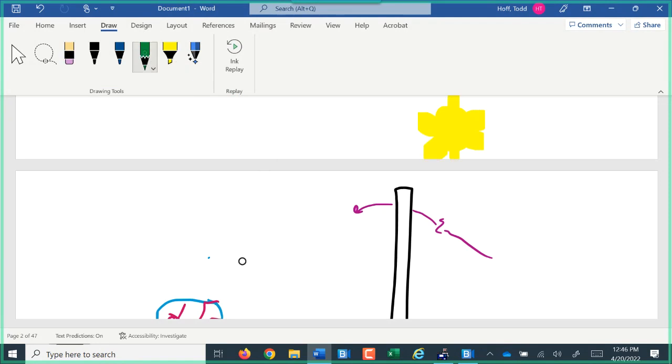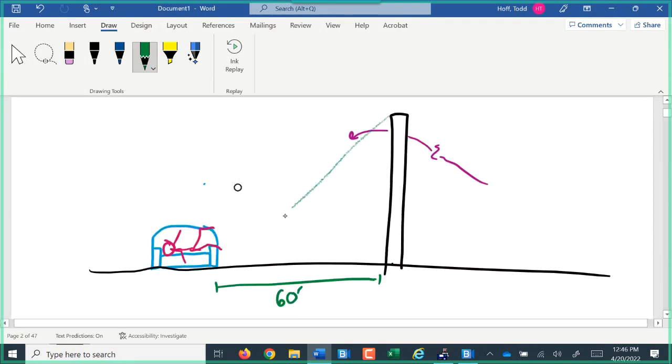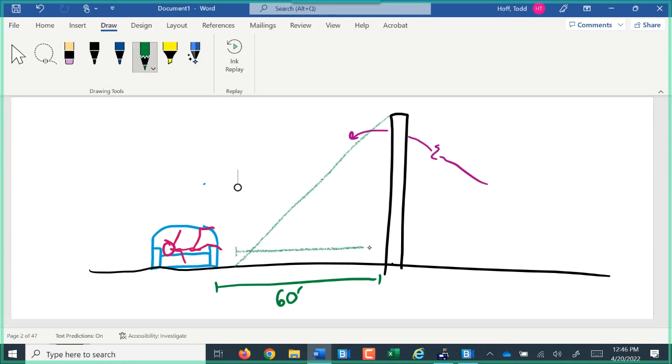And the sun shines down. And of course, what happens? There's a shadow. Let's say this pole makes a shadow that is 56 feet long. Does that mean that the pole's 56 feet tall? No. We need to know what angle the sun is coming at.